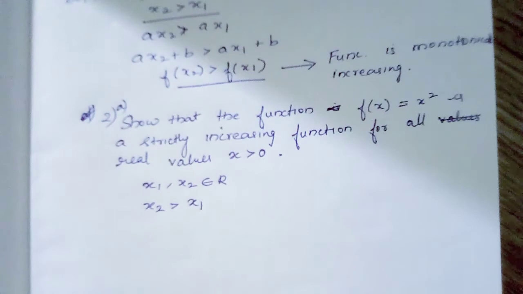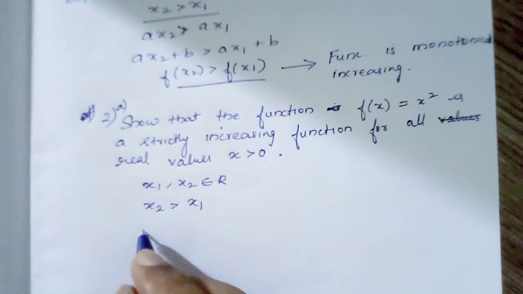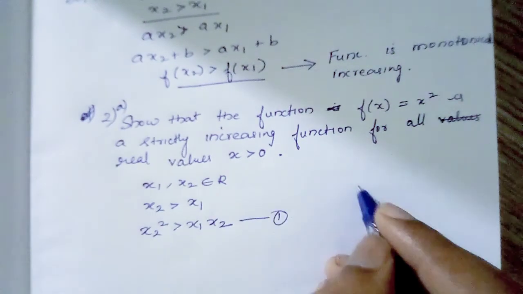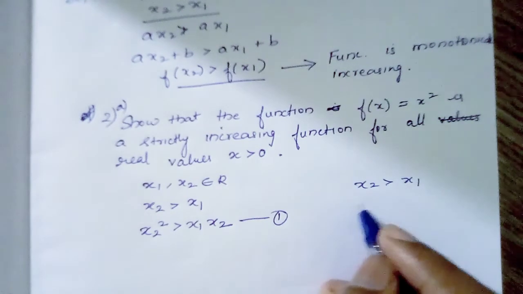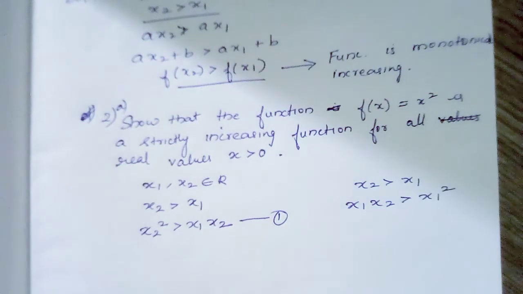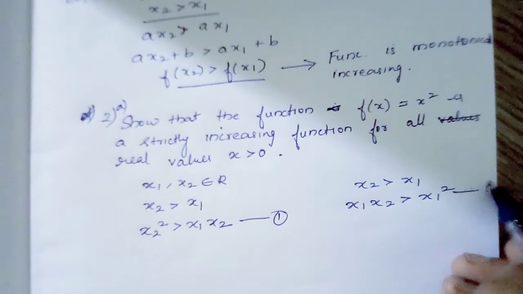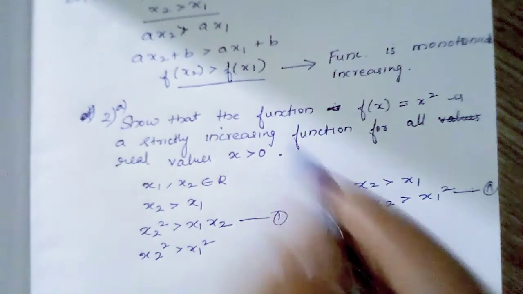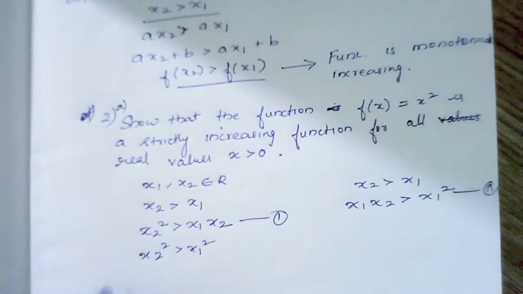Now if I multiply both sides by x2, we get x2 square is greater than x1 x2. Okay, this is the first part. And if I multiply both sides by x1, I get x1 x2 is greater than x1 squared. From 1 and 2 we can write x2 square is greater than x1 squared. So we can say the function is strictly increasing function for all values of x greater than 0. Let us move to part B.